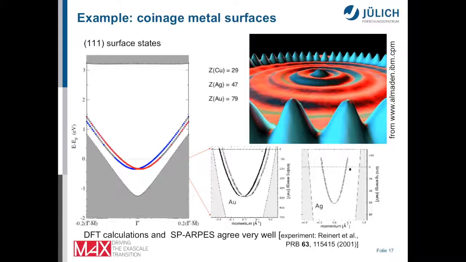You can observe this in experiment, but if you look now on silver and on gold, then you see on gold you have in addition a splitting of this parabolic surface state, and if you do the calculation you also see the splitting, and you see you split here two different spins, and you also see the antisymmetry when you go to plus minus k.